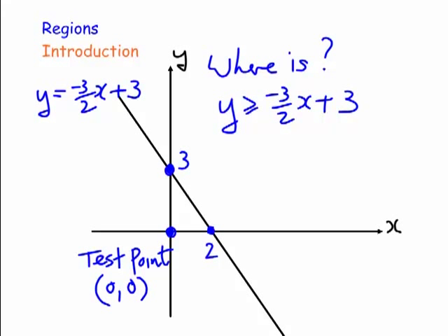So what do we do with the test point? Well, we sub it in just to see if it makes a true expression or not. So let's plug it in. Is 0 larger than or equal to minus 3 on 2 times 0, plus 3? So is 0 larger than or equal to 3? False. No, that is false. It's not true. So what does that mean? It just means that the actual region itself is on the other side of the line.